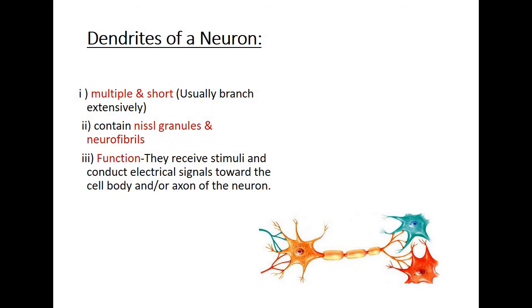If we talk of the dendrites, they are short and multiple, extensively branched. You can see here the shorter process, and these shorter processes contain both the Nissl granules and the neurofibrils. They are basically concerned with the reception of the stimuli, and they conduct the electrical signals toward the cell body. They receive the signal and send it to the cell body, and then the cell body will further pass it to, or conduct it to, the axon.